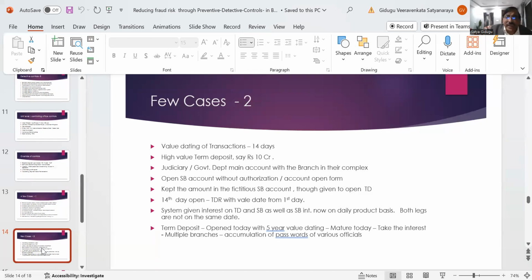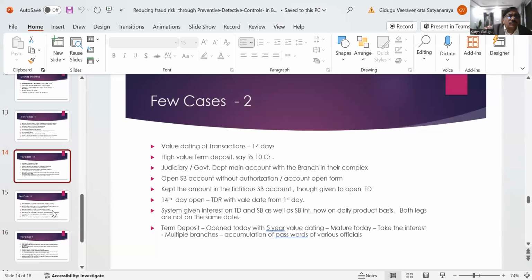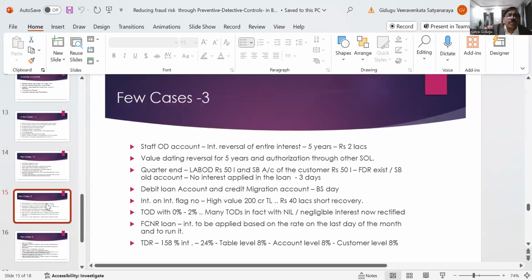So, statutory auditors, keep these case studies with you. Real case. Staff OD account. He is the manager in charge of credit, value dating. I am telling you, it's a one decade old story.